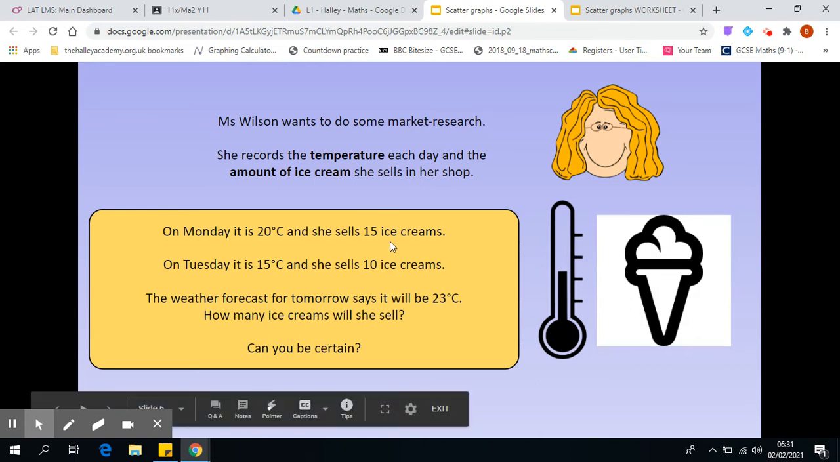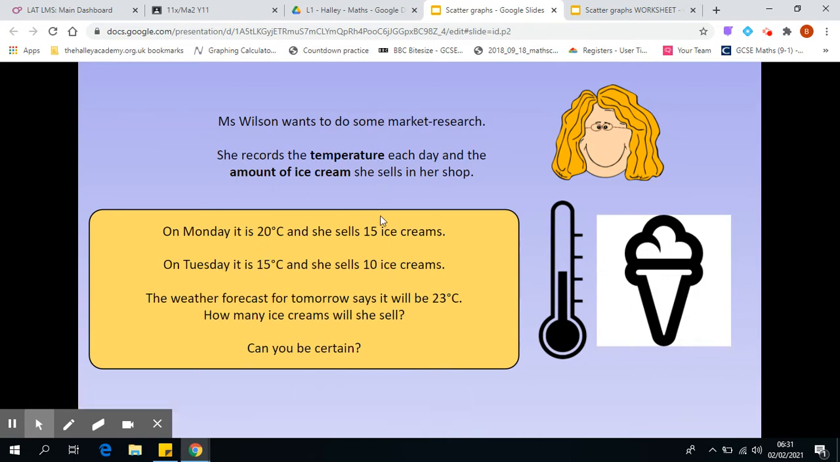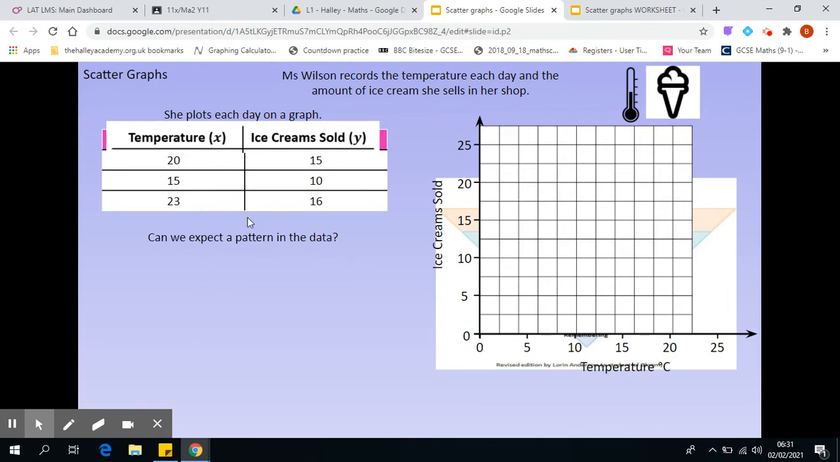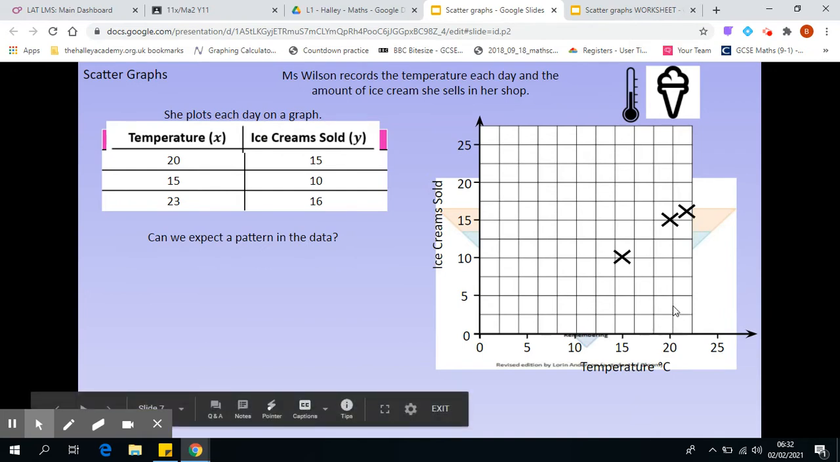We can use a scatter graph to identify the relationship between the temperature and the amount of ice creams sold. And let's see how we could. Now, the temperature and the corresponding ice cream sold are demonstrated in a table. Now let's plot them on a scatter diagram. It's 20 degrees Celsius, 15 ice creams were sold. It was 15, 10 ice creams were sold, and when it was 23, 16 ice creams were sold.